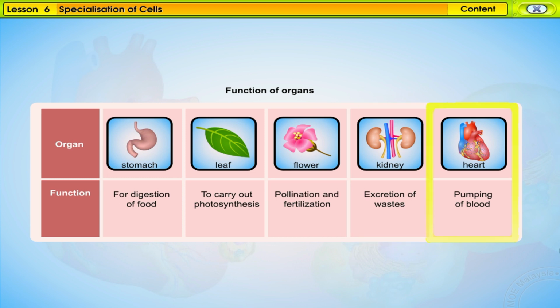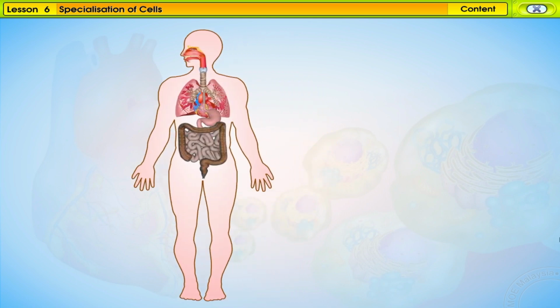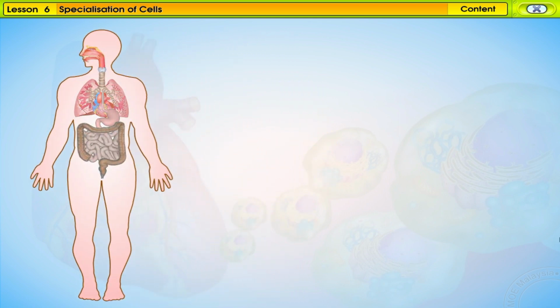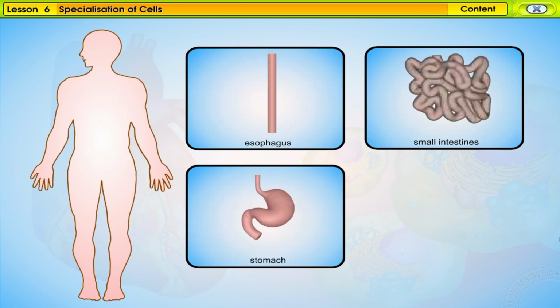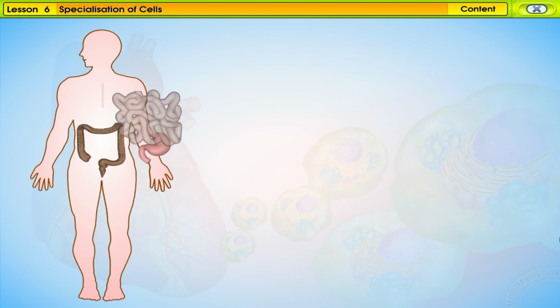An artery functions to serve as a conducting vessel that allows blood to move away from the heart towards other organs of the body. Organs play an important role in multicellular organisms. When organs coordinate and work together to carry out a particular function, it becomes a system.